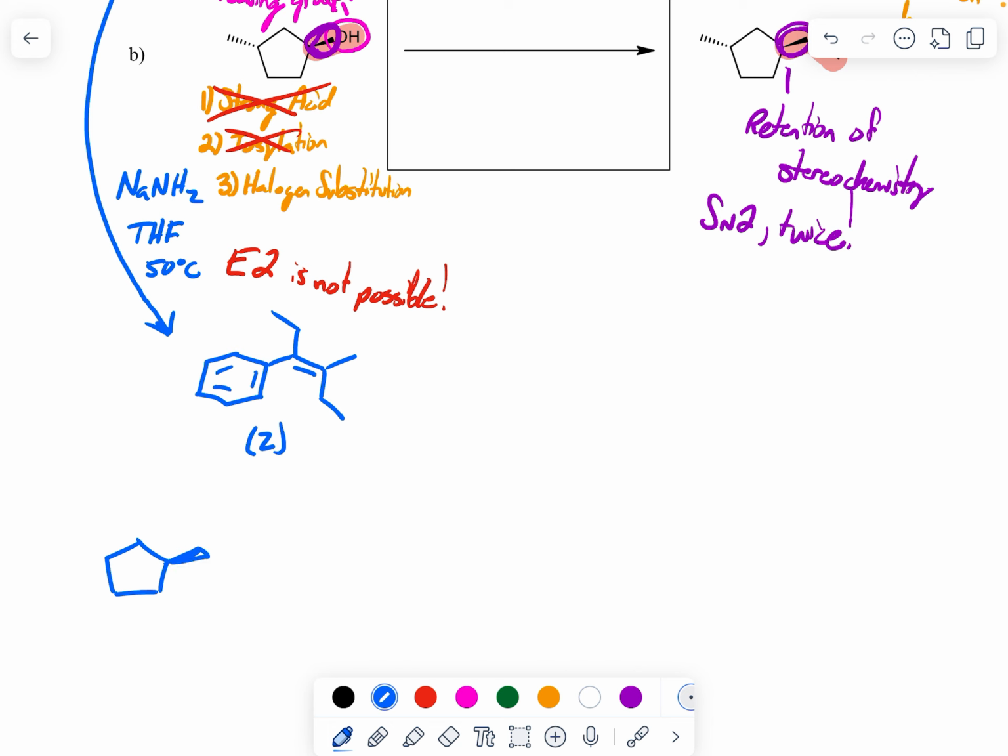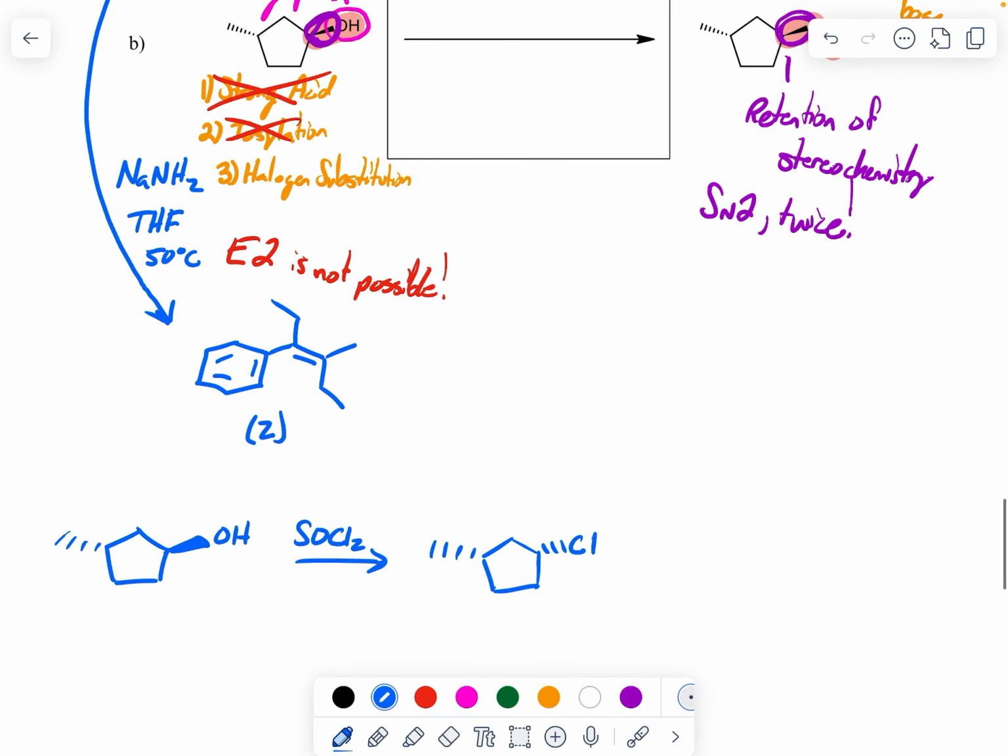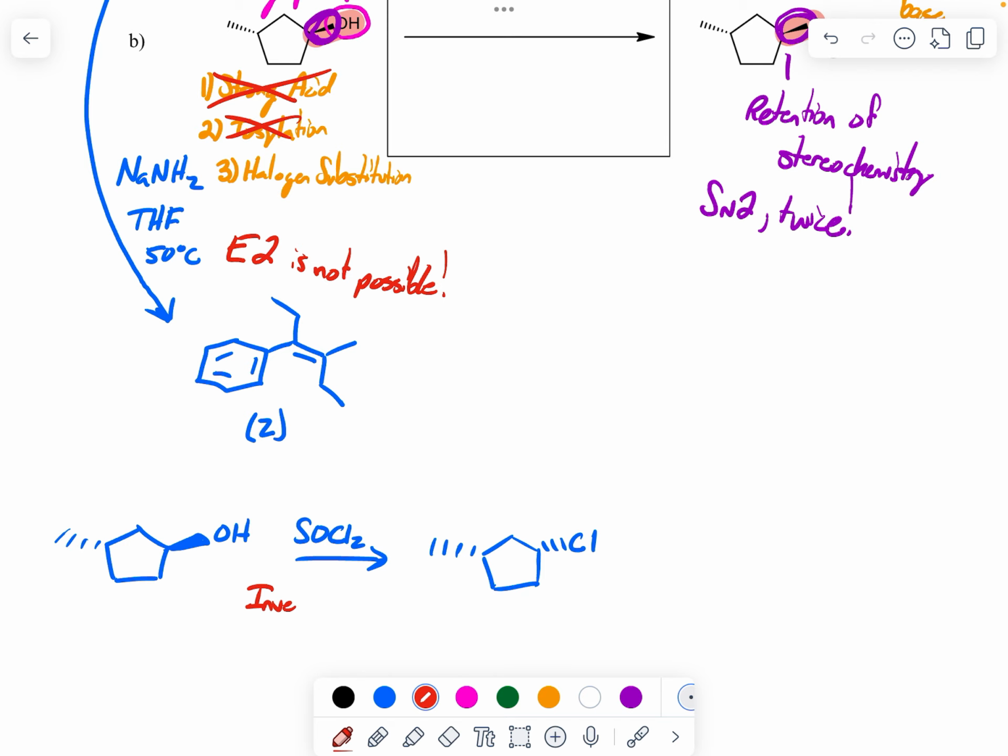We're going to redraw out that starting material, and we're going to look at what happens if we do a halogen substitution. One of my favorites for doing this is something like thionyl chloride, SOCl2. And remember in class we talked about SOCl2 being the way that you change an alcohol into a chloride in a single step, and it inverts the stereochemistry. So this is inversion 1.